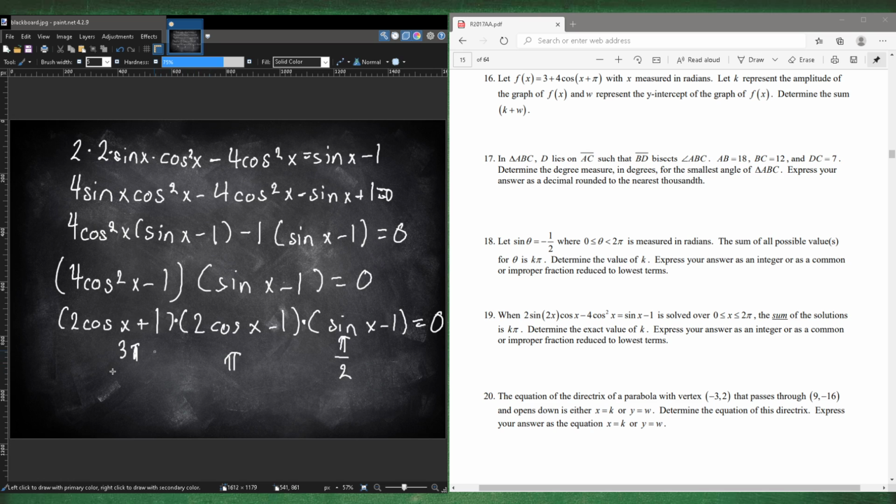Now you just add them all together. So 3 plus 1 is 4, plus a half, which is 9 over 2. Well, 9 over 2 pi. So our value for k is 9 over 2. And that's your answer for number 19. And that's basically it. You just need to know your trig identities.